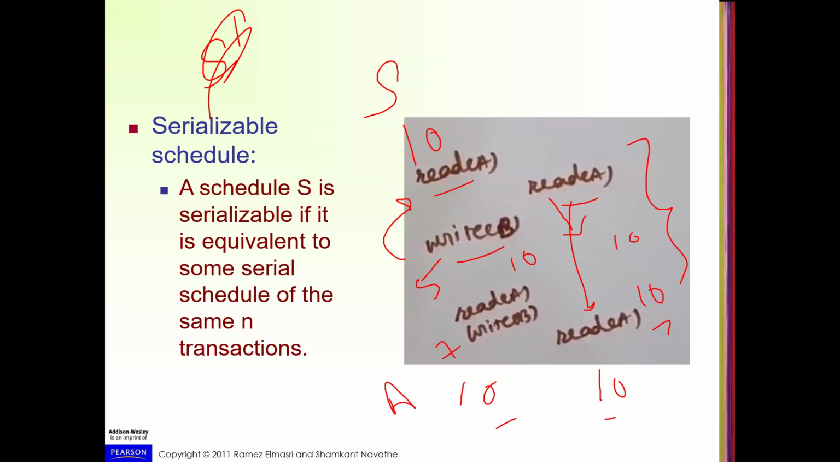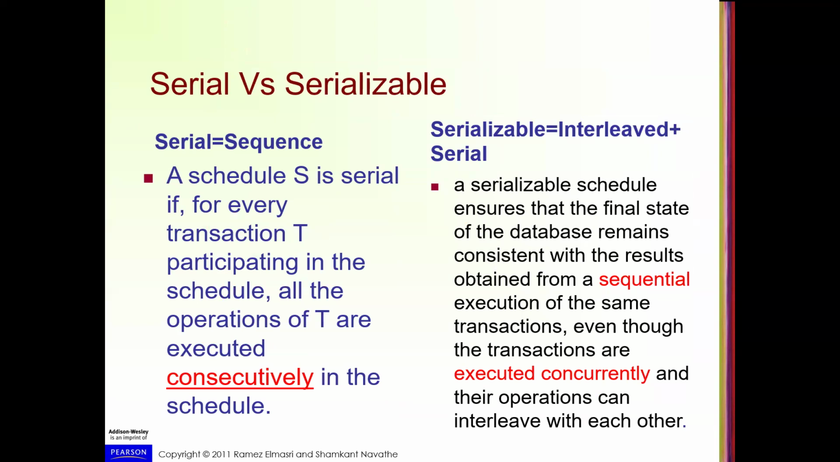Then it means that although it is interleaved, although they are parallel and coming in between each other, they are still leaving the database in a consistent state. Then it is called serializable. Serializable ensures that the final state of the database remains the same as the results obtained from serial execution of the same transactions, even though the transactions are running at the same time and their operations are interleaved with each other.